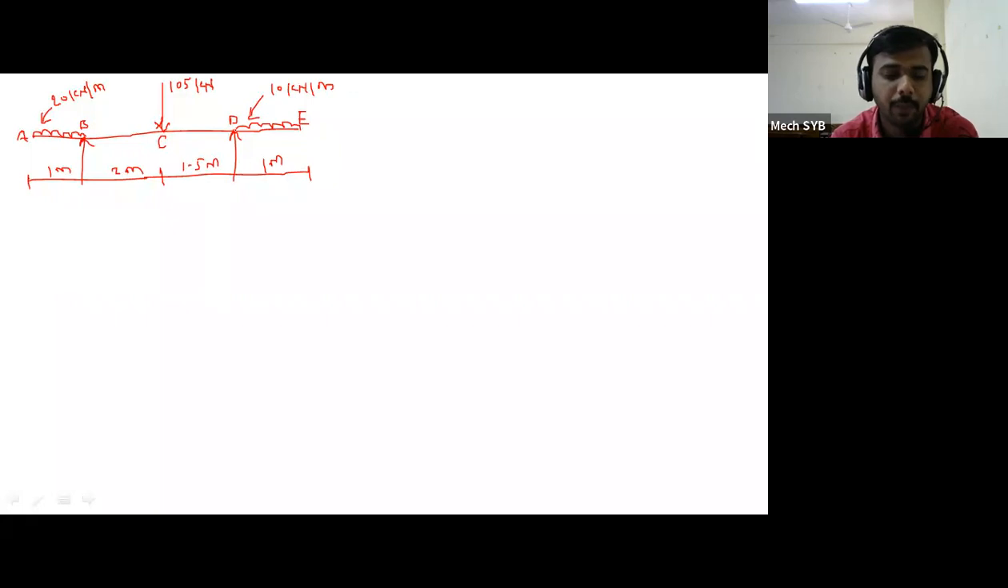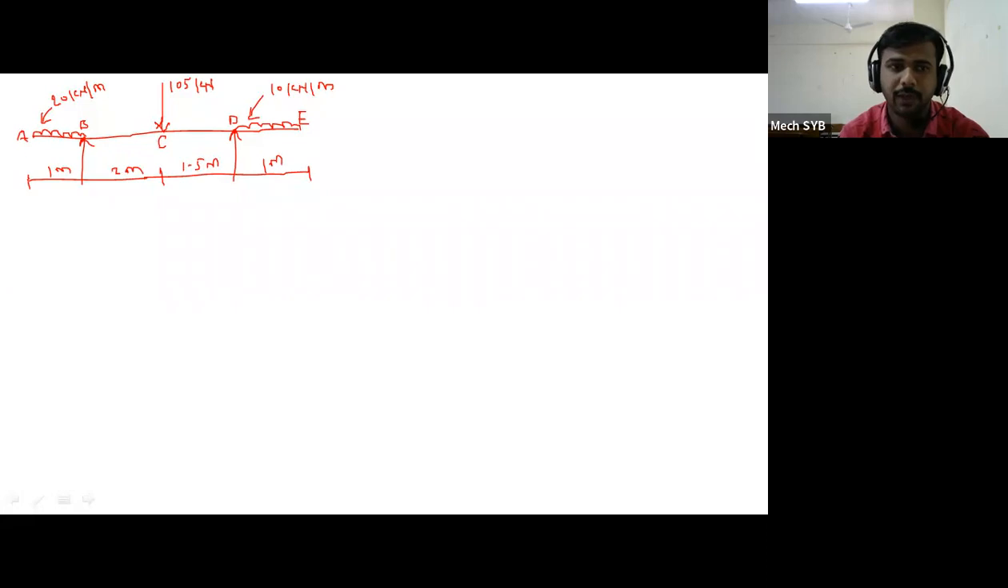Now this is the figure in front of you. What does the figure indicate? This is the overhanging beam subjected to UDLs. One UDL is applied at portion AB, on the left side. One more UDL is applied on the right side, portion D to E. And at point C, it is subjected to one point load, 105 kilonewton. We have to draw the SFD and BMD for this particular overhanging beam. So this is the problem given to you, and one by one we will follow the procedure.